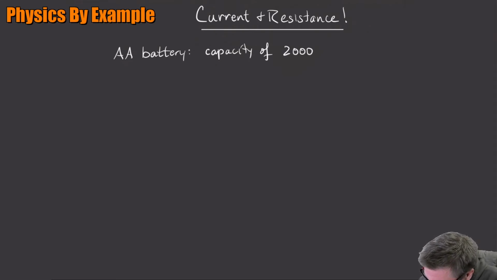2,000 milliamp hours, or 2 amp hours. In other words, they can give you a current of 2 amps for about an hour, and then they're out. They're out of something. Amp times hours.